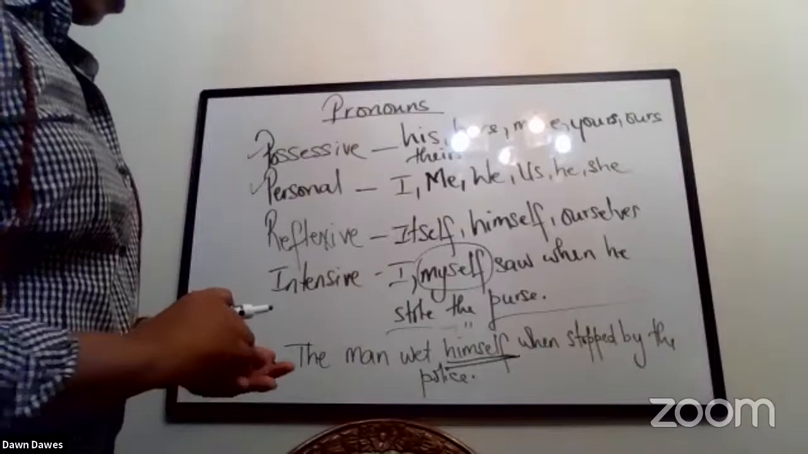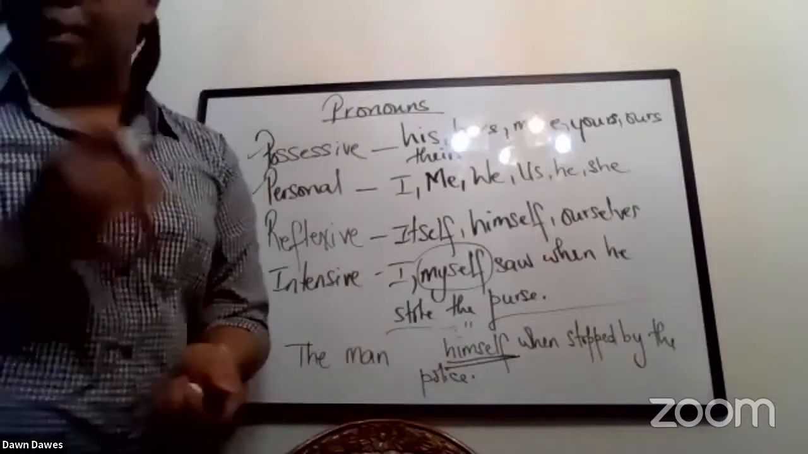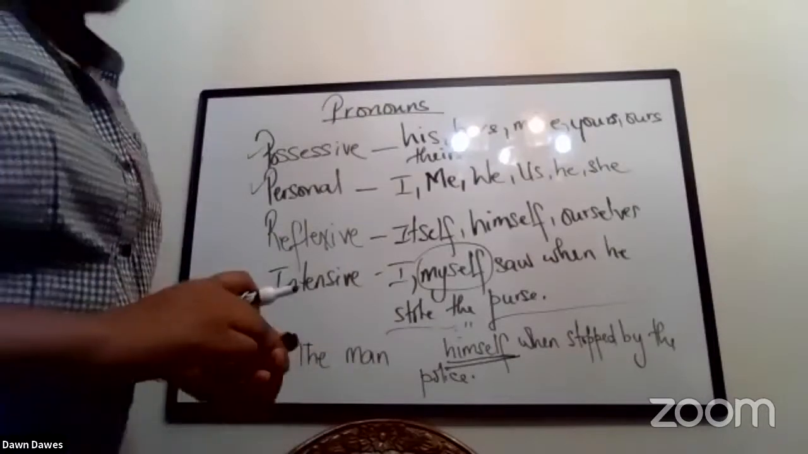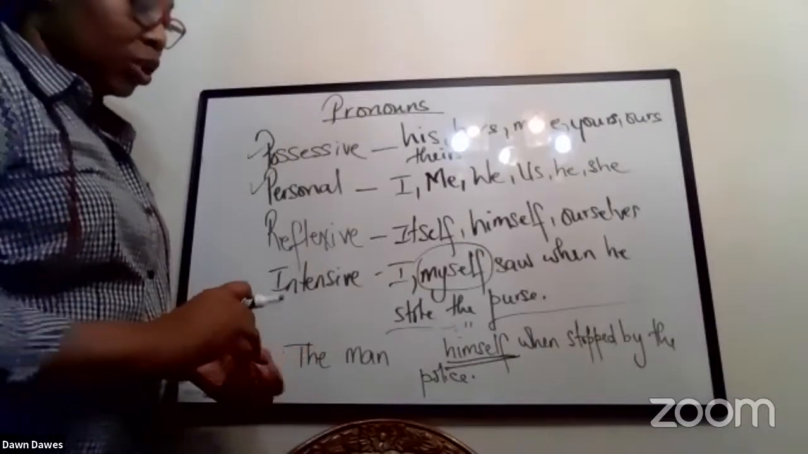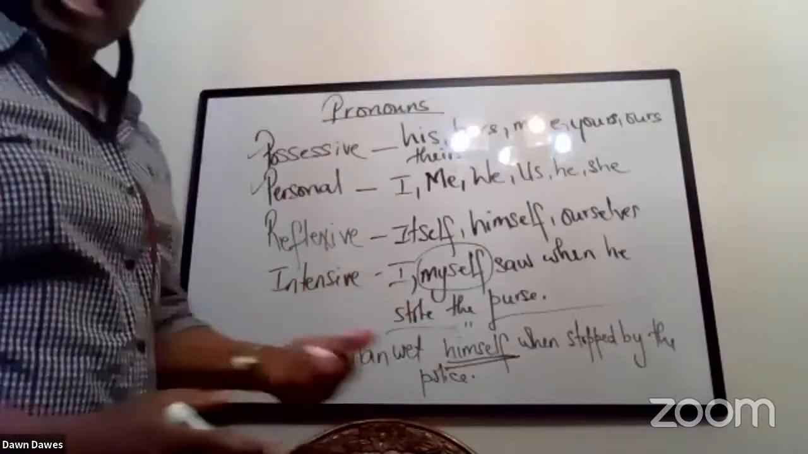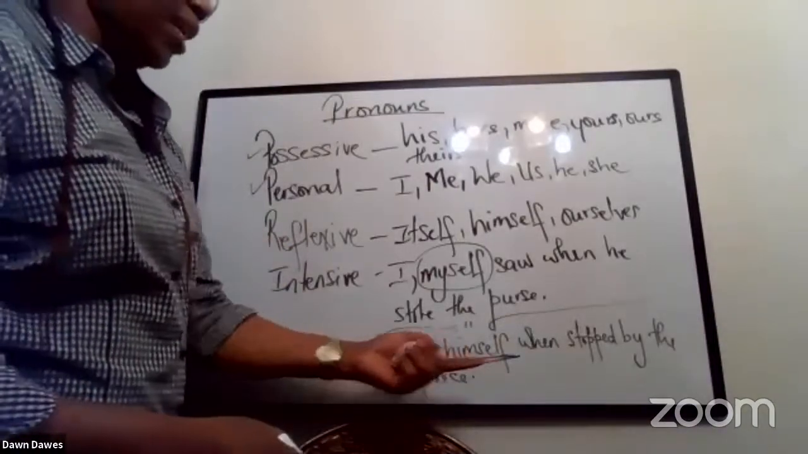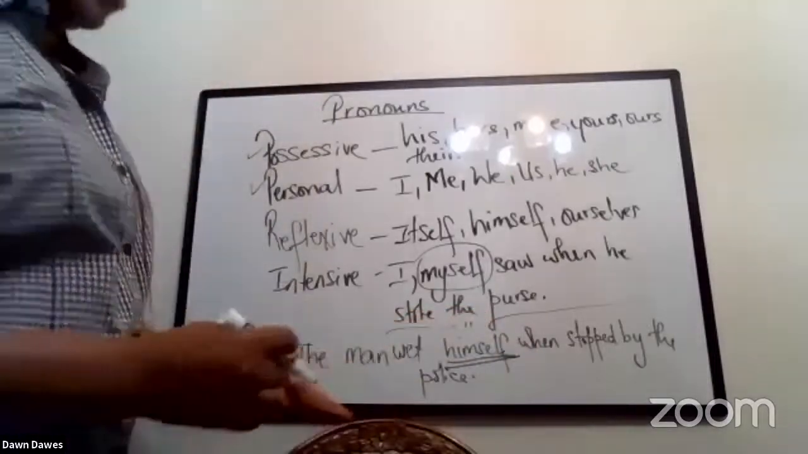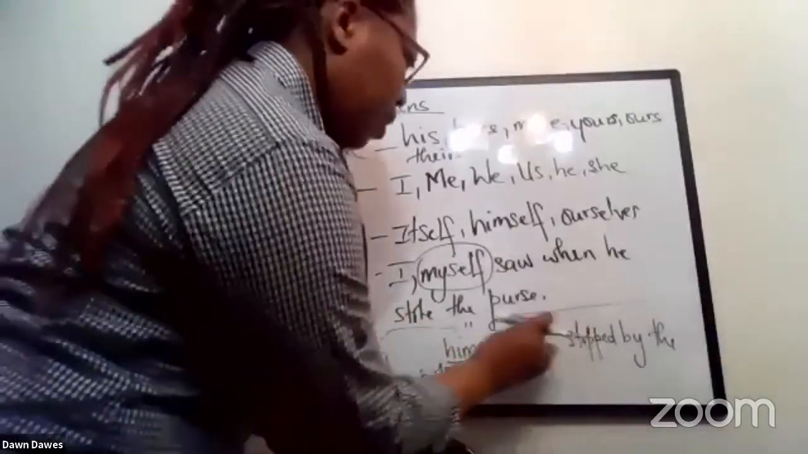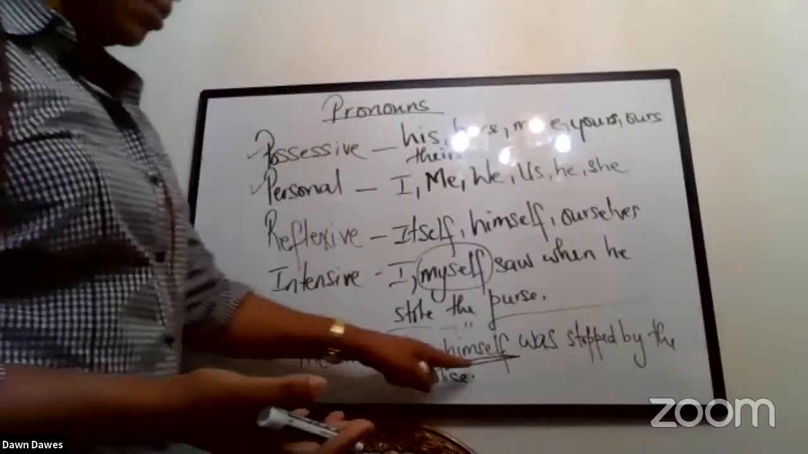or the man himself, we could take that out, or the man himself was stopped by the police. If we say the man himself was stopped by the police, do we get some amount of emphasis coming out there? Yes. So if we have the man, you see how simply you change it from reflexive to intensive? If you say the man wet himself when stopped by the police, fine, reflexive. We have the himself there. But if we take this out, take out wet and change the when to was. Ta-da! So the man himself was stopped by the police.